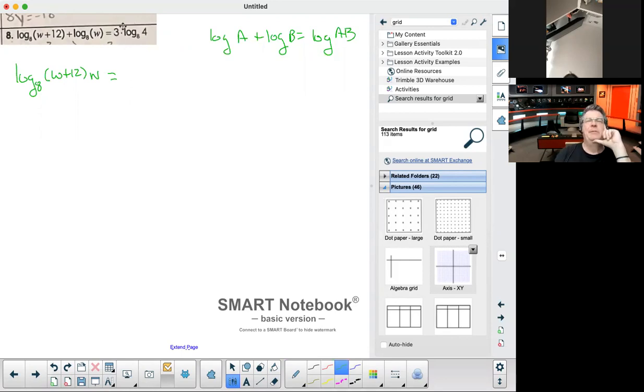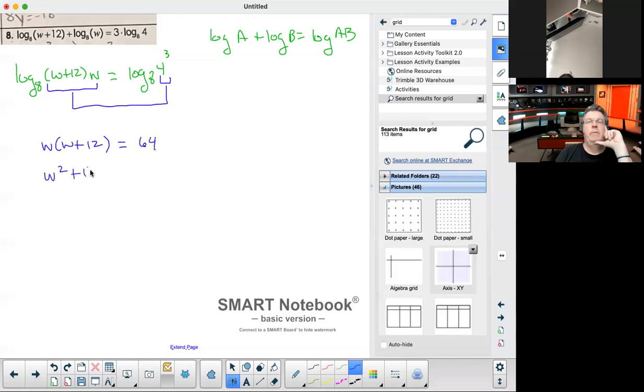Over here on the right, I've got a 3 in front of the log. Where can I move that? It can become the exponent. You remember that? Now I do. Okay. And which is wonderful news because I have the log with the same base, right? Then the arguments must be equal if the logarithms are going to be equal. So W plus 12 is going to equal 64 and we're off and running, right? Yeah.